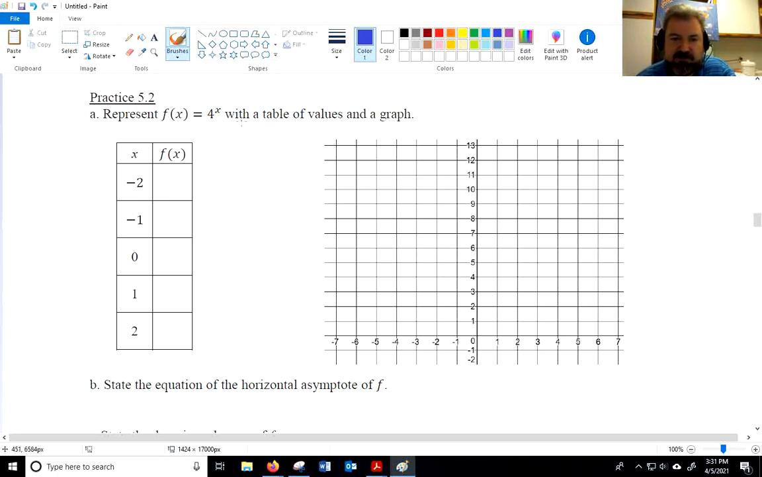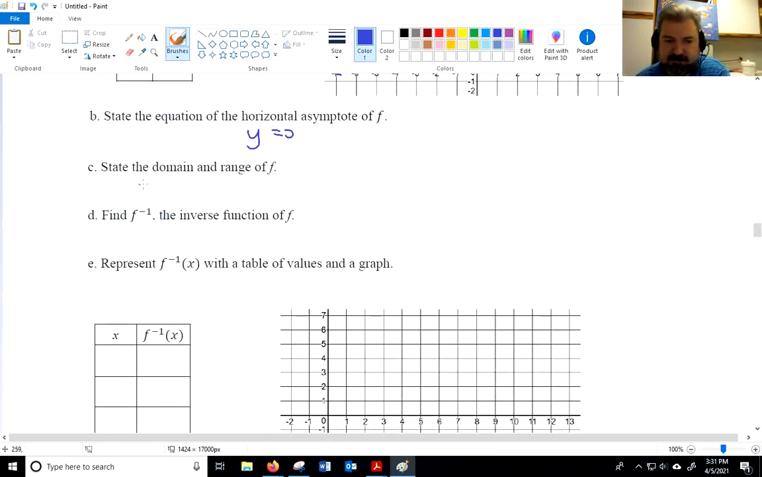4 to the negative 2 is 1/16. This is 1/4. 1/4, 1/16, which works out to be this curve going through 0, 1, and then accelerating upwards very quickly. Has a horizontal asymptote of y equals 0. A domain of negative infinity to infinity, but a range of 0 to infinity.